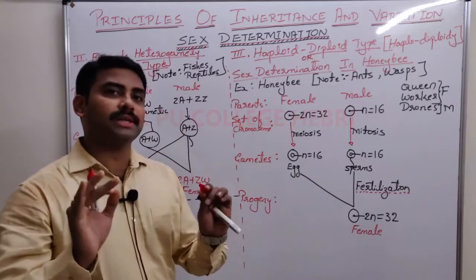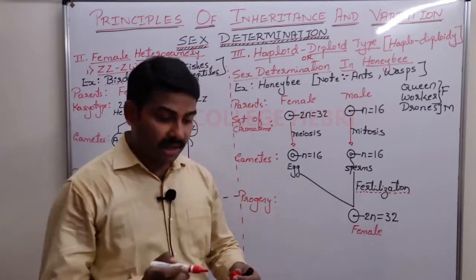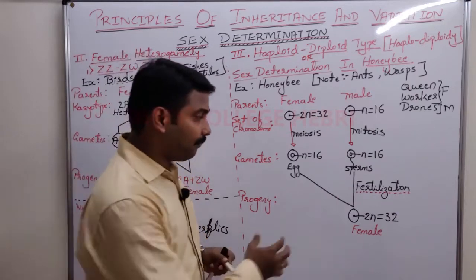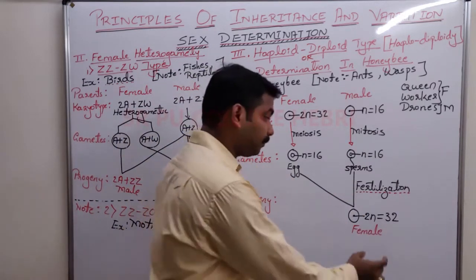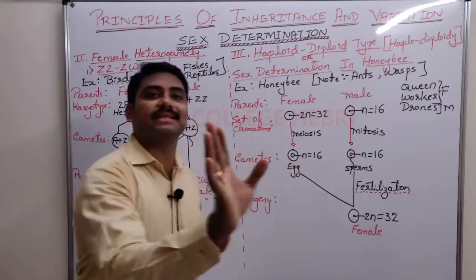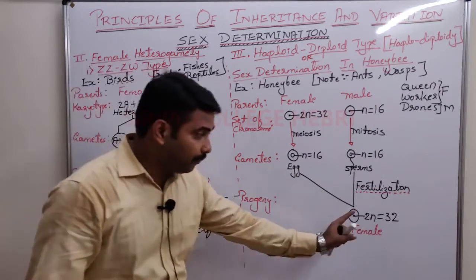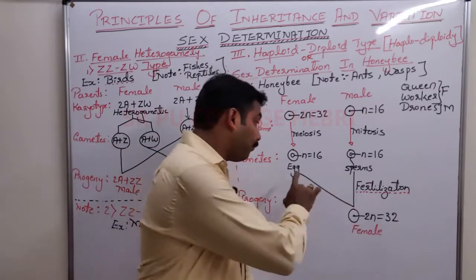Now my question is very simple for 1 mark. How do females become diploid? What is your answer? Very simple. Females are born by a fertilized egg. What is your answer? Females are formed by which process?